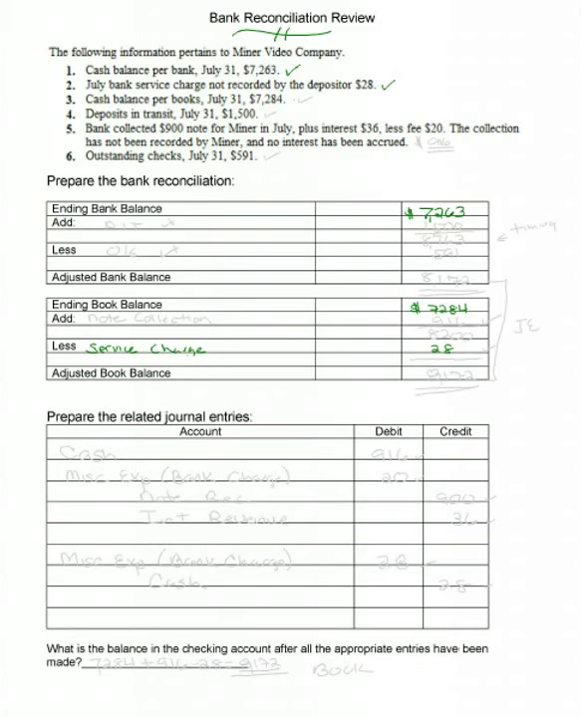Excellent. Beginning balance for the bank or the book column. Next item, number 4, a deposit in transit. One that was made on July 31st that hasn't hit the bank records yet. Please hit pause and record that where you think it would go.